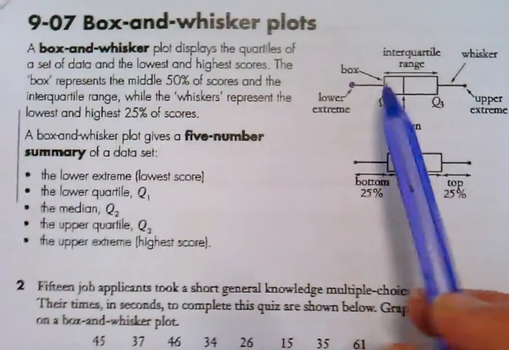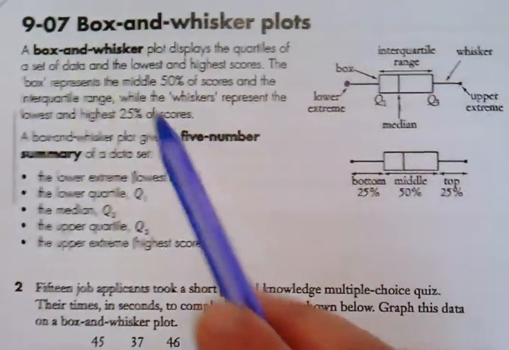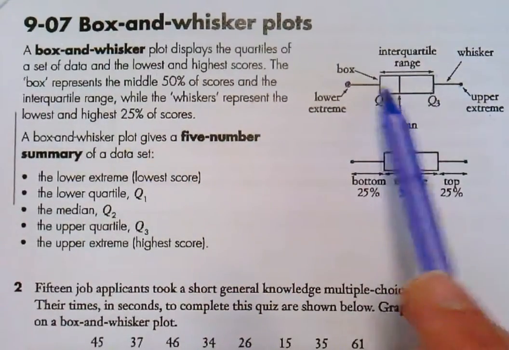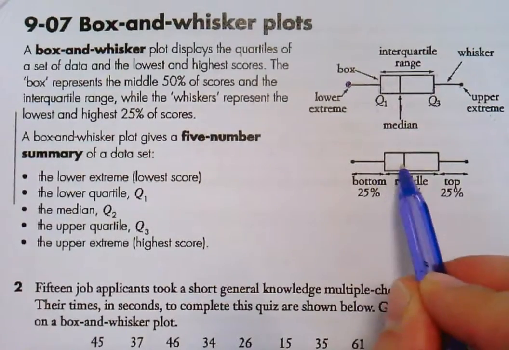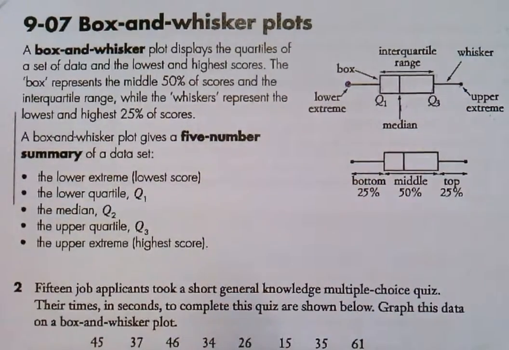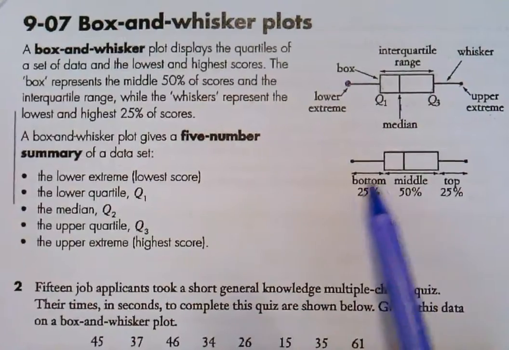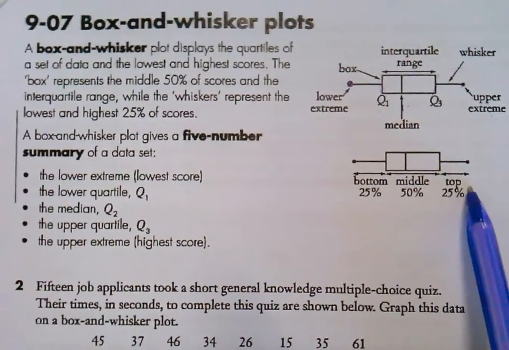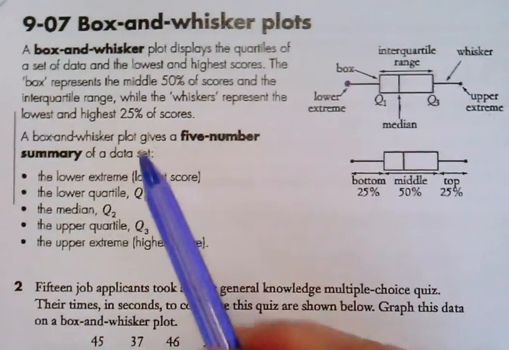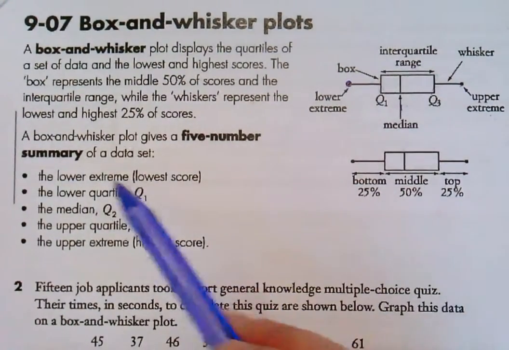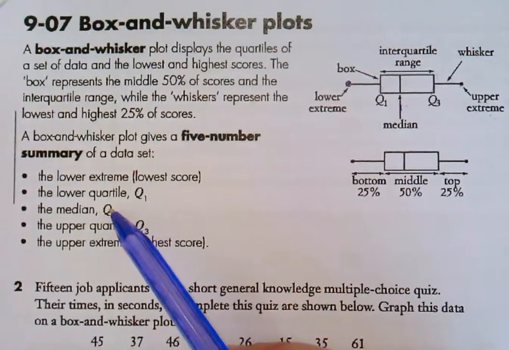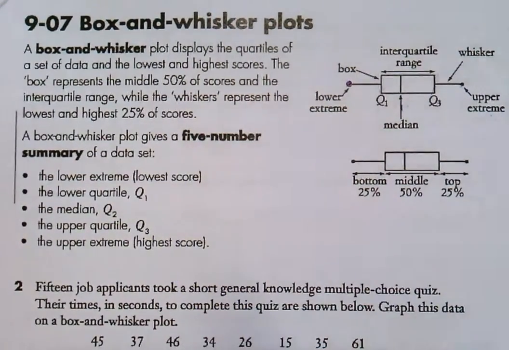So what the box and whisker plot does is it displays the quartiles, okay? Now, the box represents the middle 50% of scores because you've got 25% there, that's 25 and 25. The box is the middle 50, okay? And the whiskers are the lowest 25% and the highest 25% of scores. So the box and whisker plot gives what's called a 5-number summary. Lowest score, Q1, Q2, the median, the upper quartile, and the highest score.